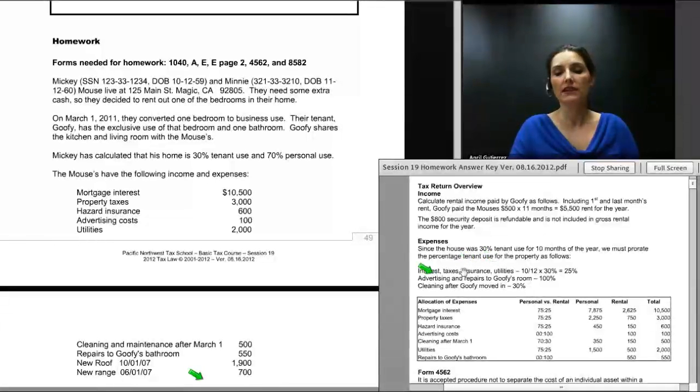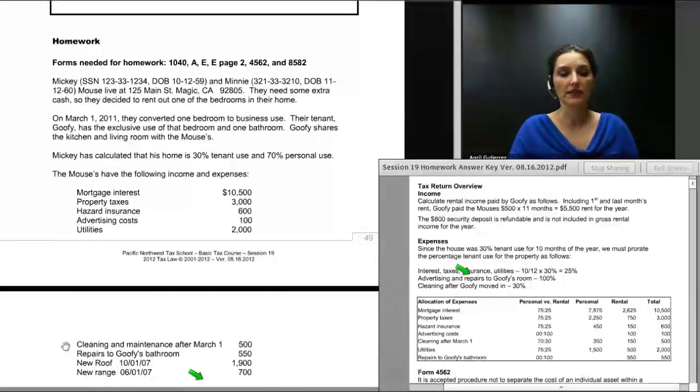We then have advertising and repairs that were made to Goofy's room. Well, those are 100% allowable. And then we have cleaning of the home after Goofy moved in. And we're going to be allowed to claim 30% of the cost of the cleaning from the point that Goofy moved in.